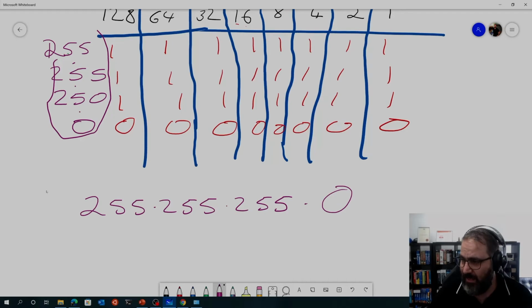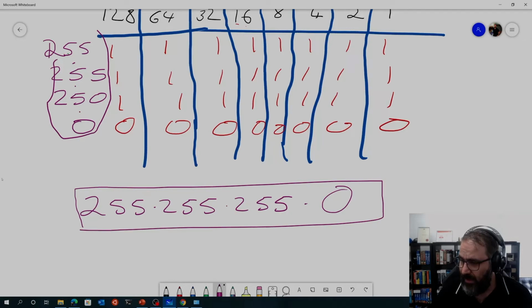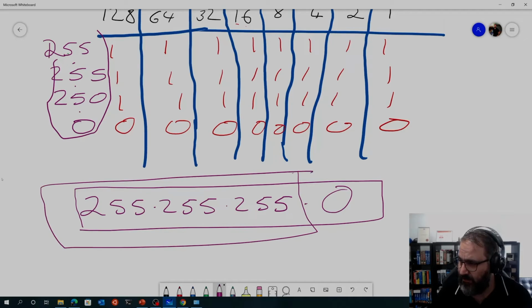And what that's saying is that anything that has that subnet mask, that means that the first 3 octets belongs to the network.